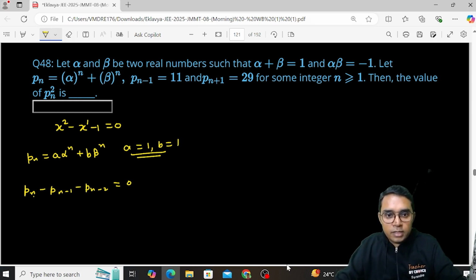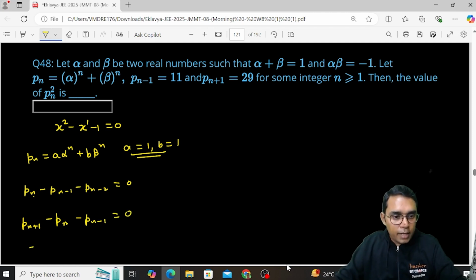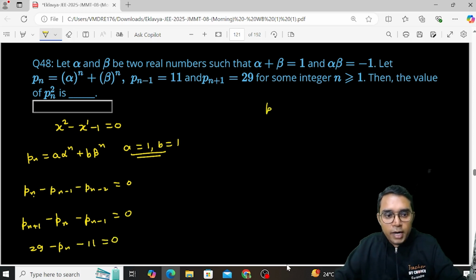Now they are giving us Pn plus 1 is equal to 29. Okay, so here first of all, instead of Pn I will write Pn plus 1 here, then this will be Pn and this will be Pn minus 1, equal to 0. Now Pn plus 1 is 29, Pn we have to find, Pn minus 1 is 11, so 29 minus Pn minus 11 is equal to 0. So we get Pn to be equal to 18. So we have to find Pn square, that is 18 square, I think that is 324.